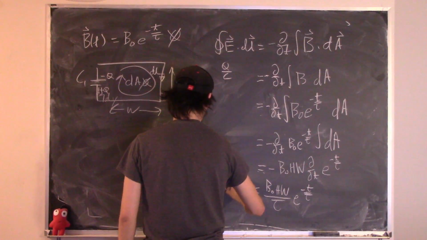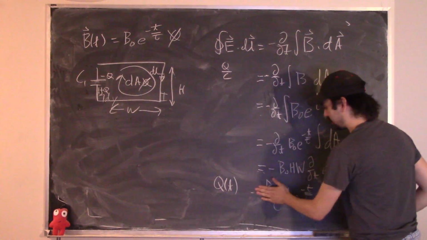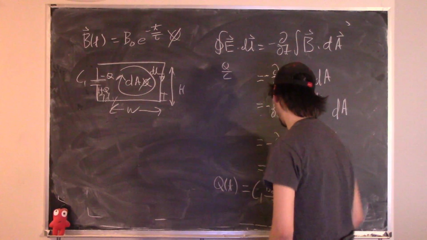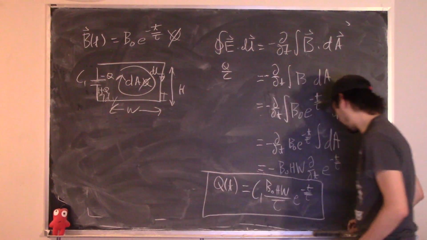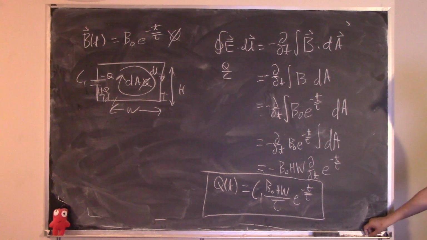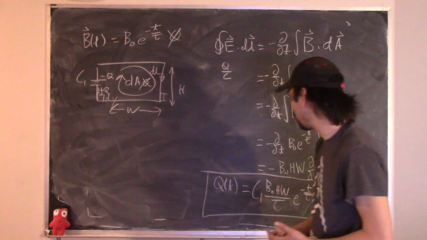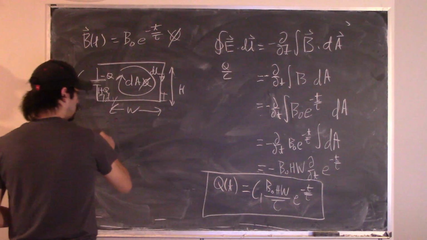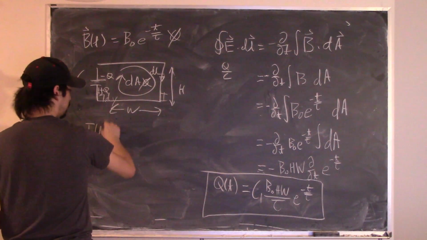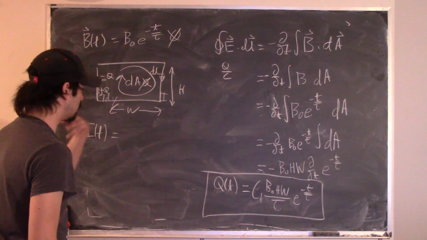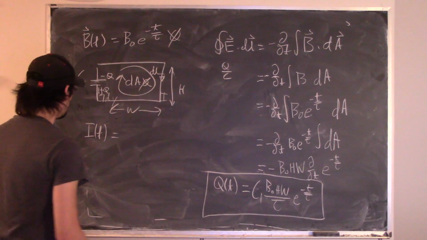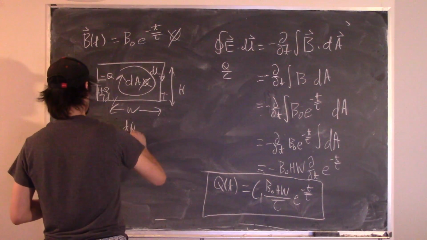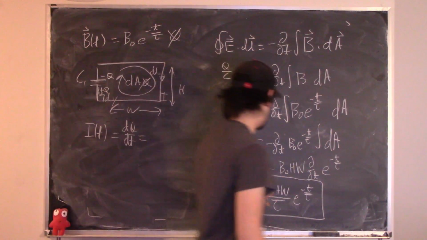Okay. So to find the charge as a function of time, that's just to say that q of t is going to be equal to this times the capacitance C1. Okay? So that's what my charge is as a function of time. Now, the next thing that I can do here is find what the current is as a function of time. So the current as a function of time, I of t, is just going to be the derivative of the charge as a function of time with respect to time. So this is going to be dq dt.